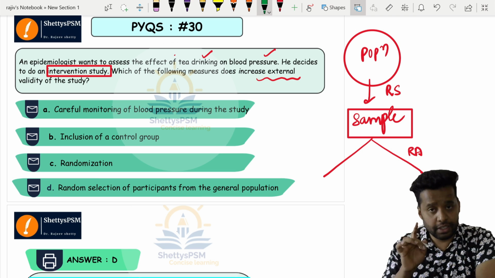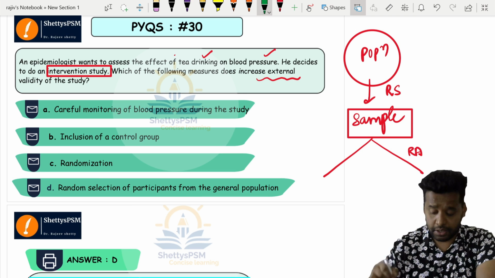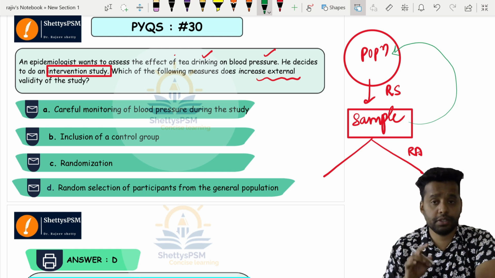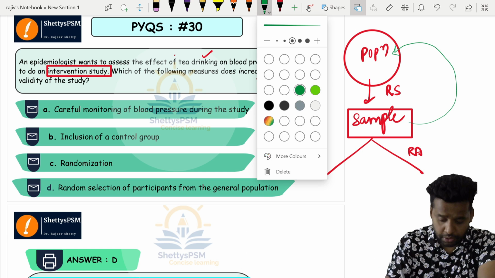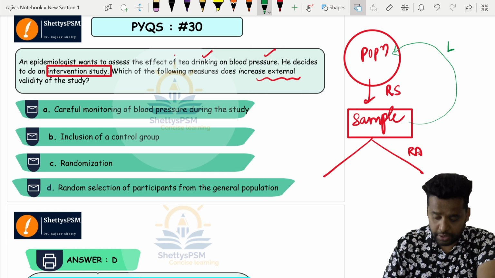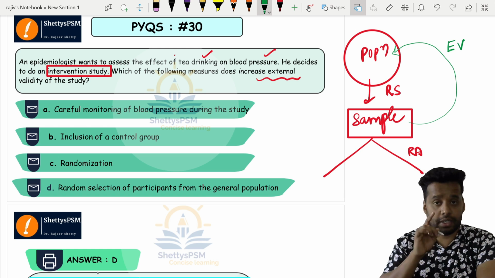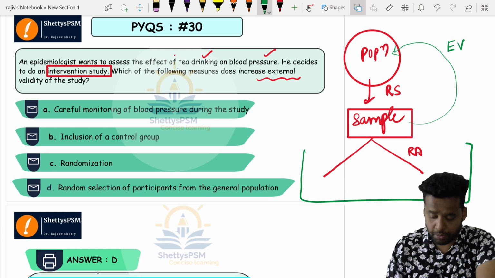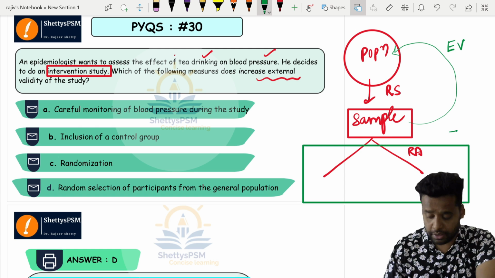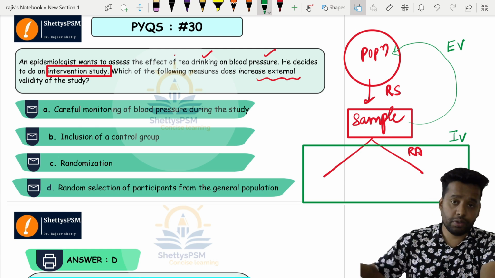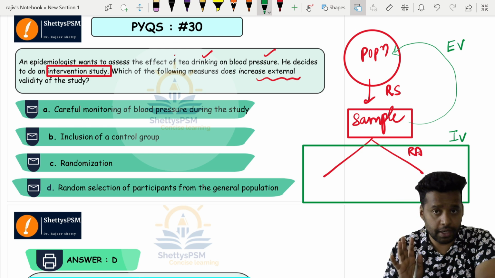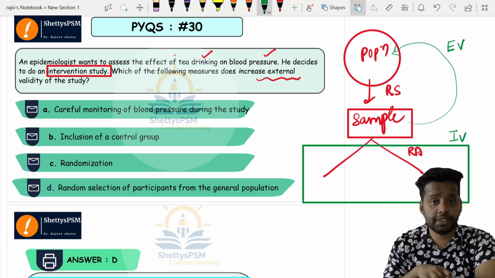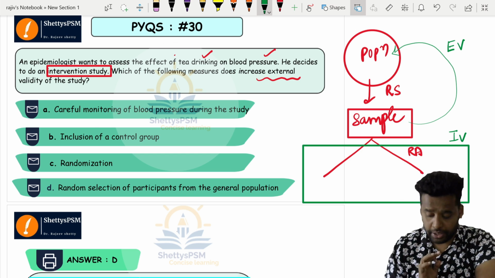After getting the study results, generalizing the results back to the reference population is called the external validity of the study. Generalizing the results within the study population is called internal validity. Going back and generalizing the results to the whole group population is external validity, also called generalizability. But within the study subjects, it is internal validity.